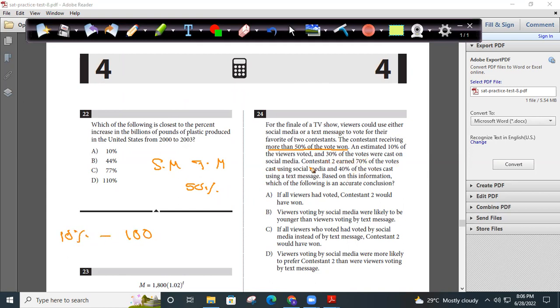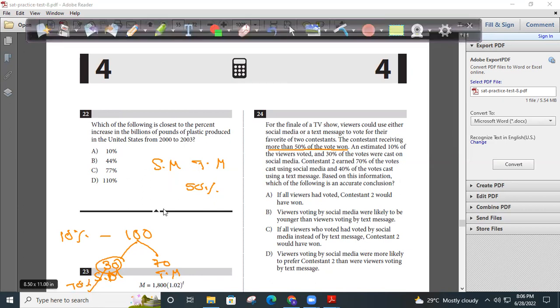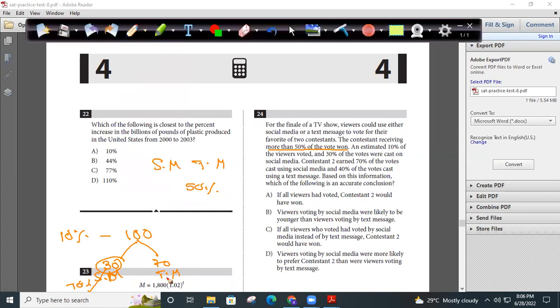And 30% of the votes were cast on social media. So 30 on social media, and definitely 70 were cast using text message. Of the 30 social media votes, 70% means 21 were voted for contestant 2. And 40% of 70, which is 28. So he got 28 votes through text messaging, and 30% of 70, 21 votes through social media.